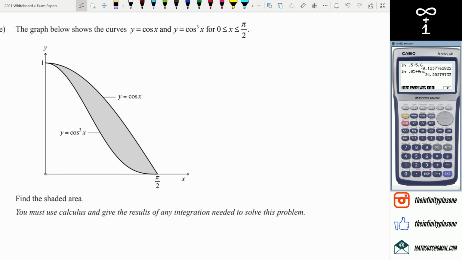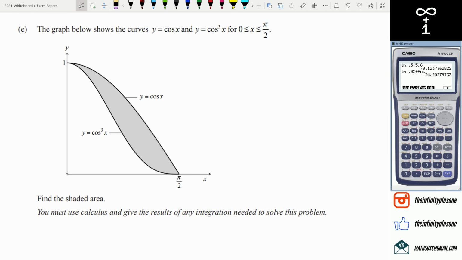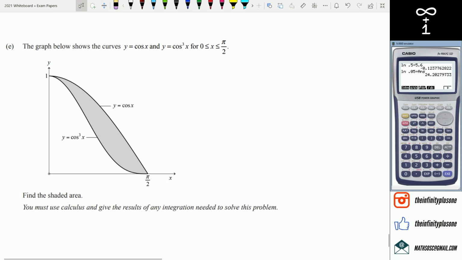Okay, so the last question is we've got another shaded region question. This time they're kind enough to give us the points that we're looking for. And so we're simply going to do top minus bottom for this. That's pretty much all. So top minus bottom means we've got between pi over 2 and 0. We're going to go top, which is cos x, minus bottom, which is cos cubed x dx.